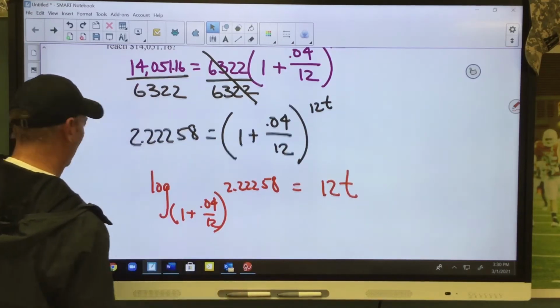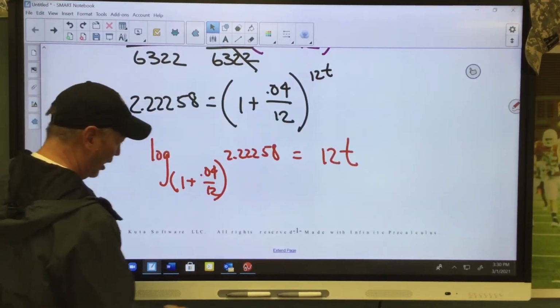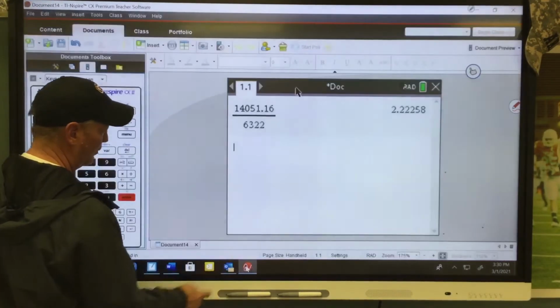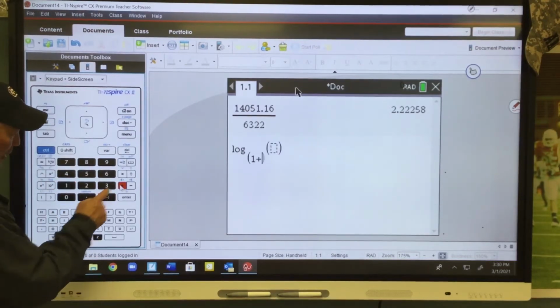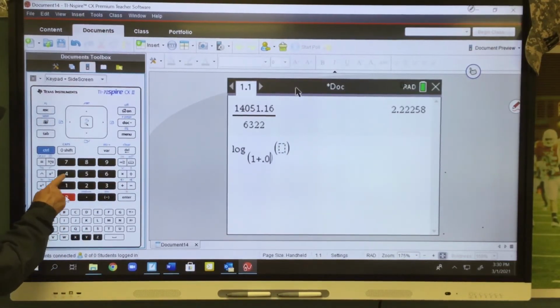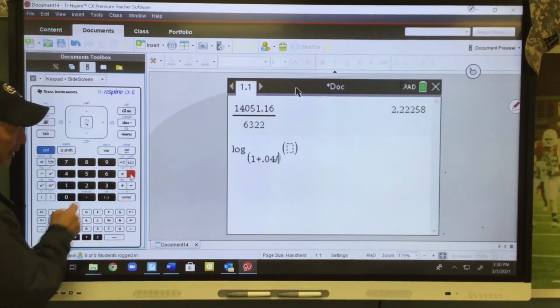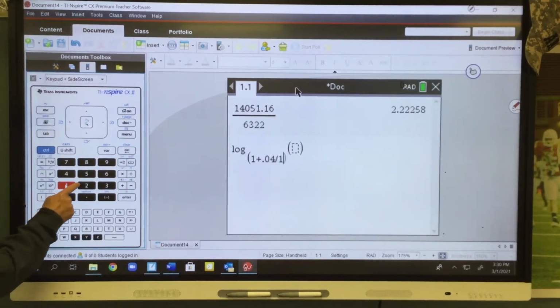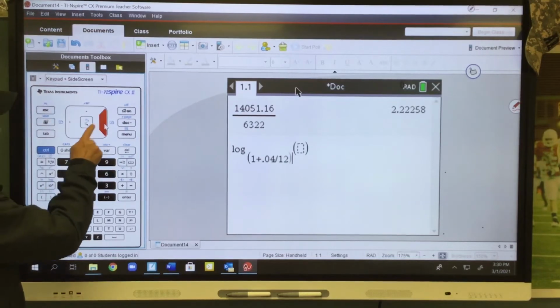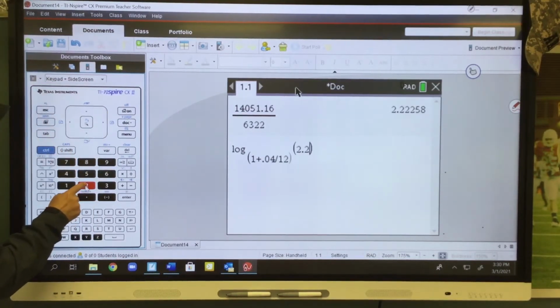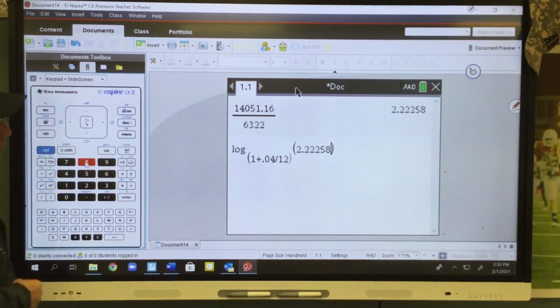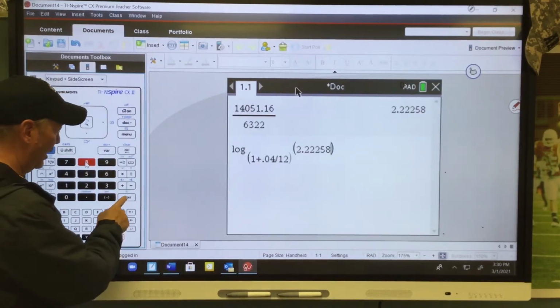Let's move this just a little bit. Okay? All right, go to our calculator, and we're going to say control log, and we're going to say parentheses 1 plus 0.04 divided by 12, and then we're going to cursor over, and then we're going to say 2.22258, if you remember, okay? And we're going to hit enter.